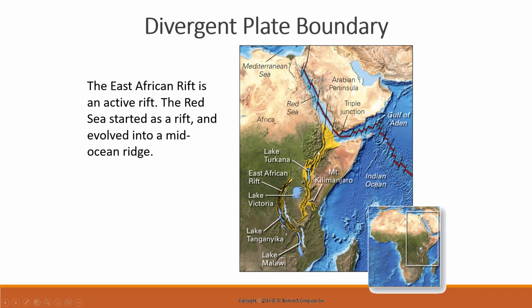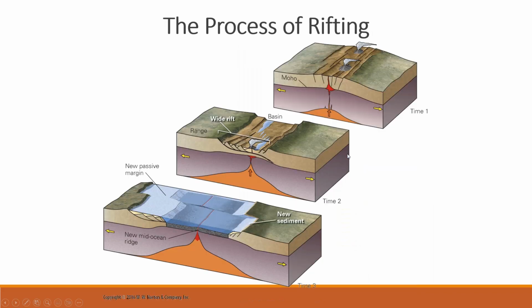Eventually, the East African Rift will break off East Africa from the rest of Africa, and we will have ocean floor being produced here, much like what we are currently seeing in the Red Sea. So rifting is where we are going to break apart continent and be producing new crust. The new crust we produce will be oceanic crust, so it will sit at a lower elevation, and eventually water will collect there and we will form a new ocean.